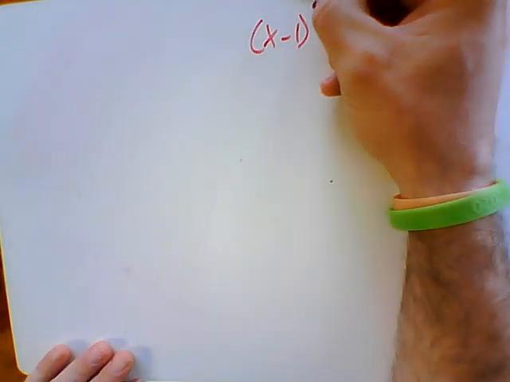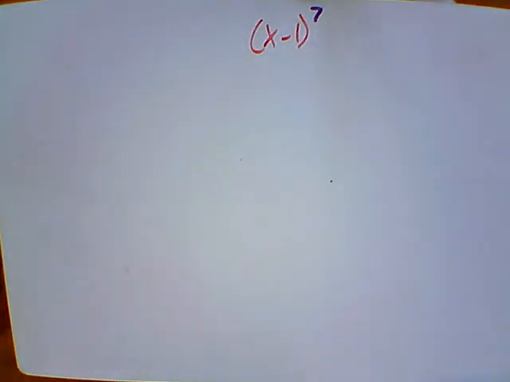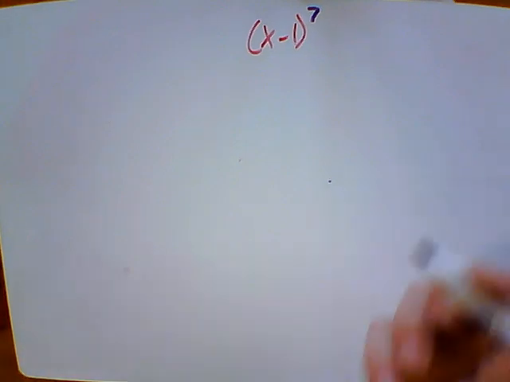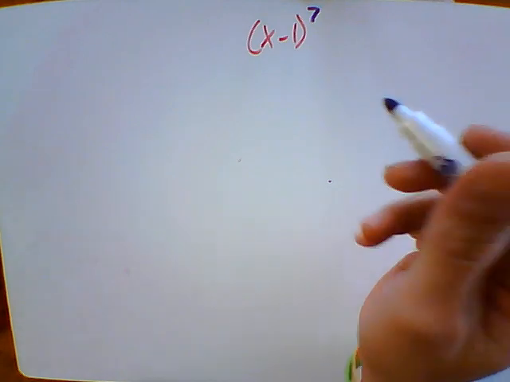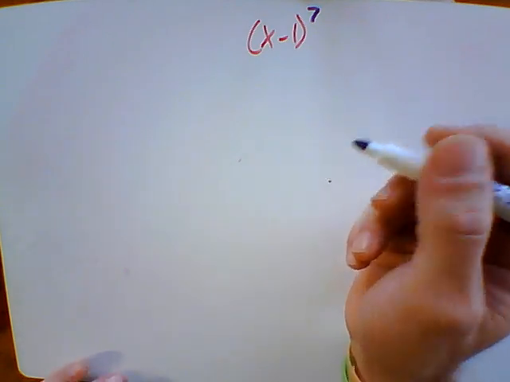The 7th power. X minus 1 to the 7th power. Now, you know already multiplication, doing this by the steps, one number at a time, is going to take forever. I'm not going to do that. I'm going to try to get this done in less than 5 minutes.